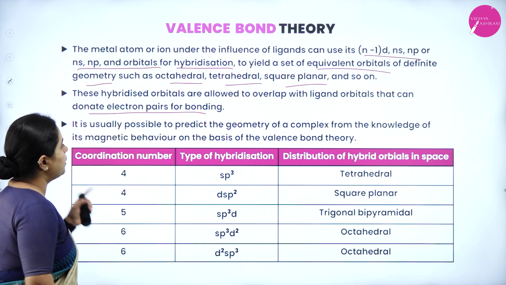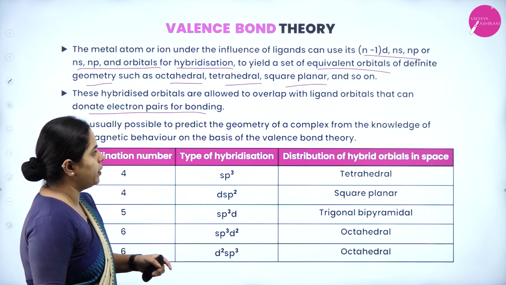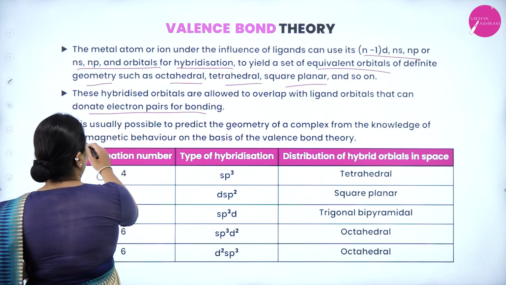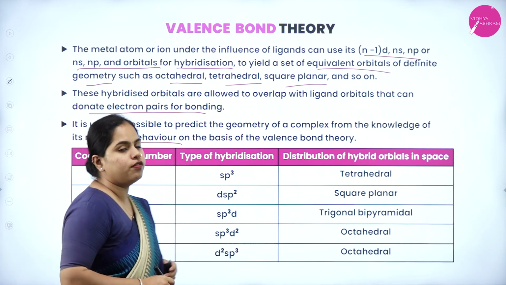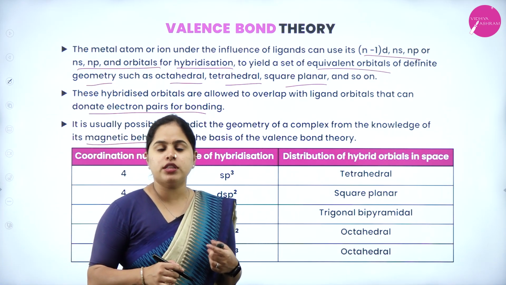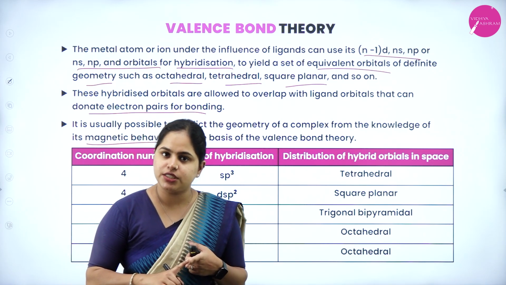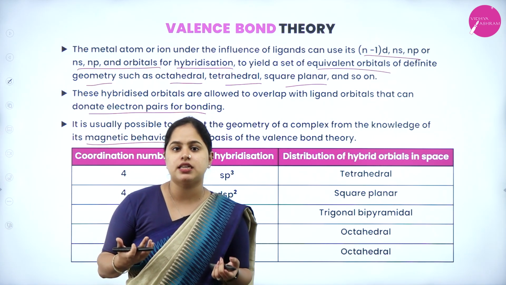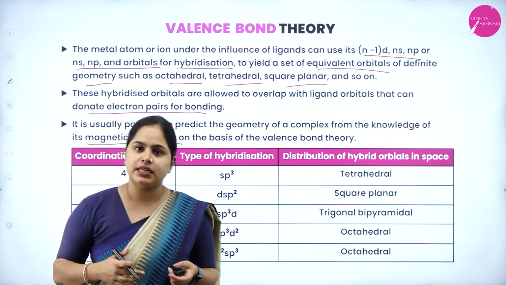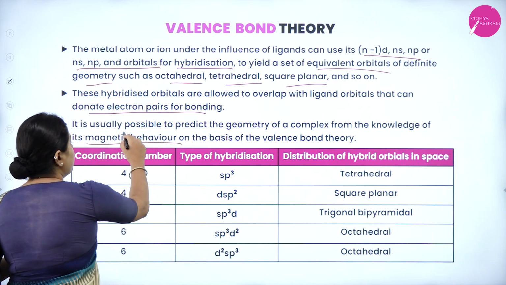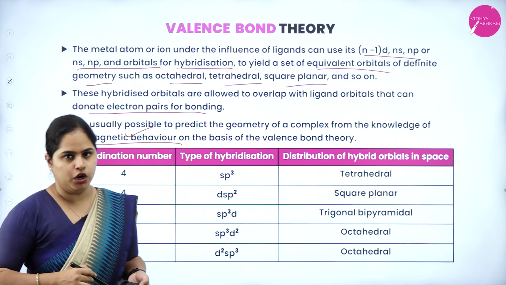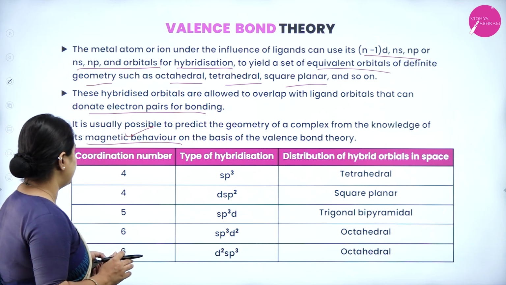It is usually possible to predict the geometry of a complex from the knowledge of the magnetic behavior on the basis of valence bond theory. So in valence bond theory, using the hybridization, we can understand the geometry of the molecule. Other than that, we can also predict the magnetic behavior of the molecule. So let's understand that in detail.